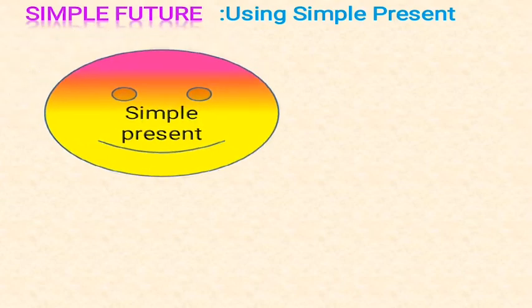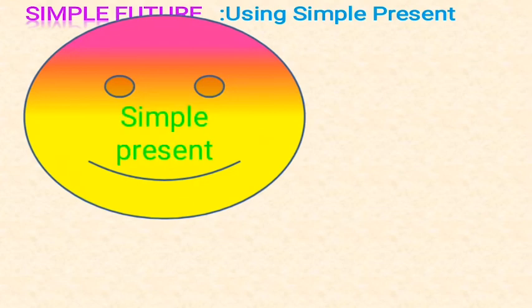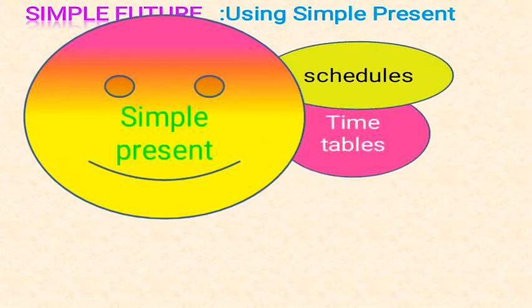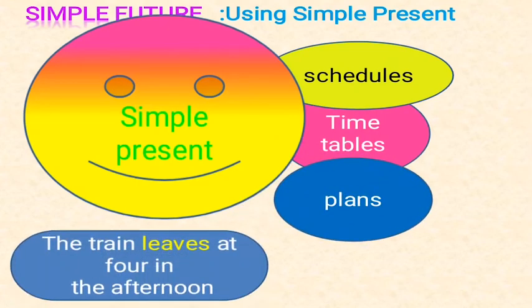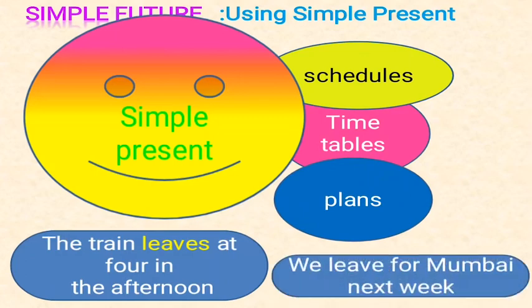Now, I have already told you that simple future can be expressed using simple present also. Is it not? So, how do you express simple future using simple present? That is the question now. We use it when we talk about schedules, timetables, and plans. Yes: the train leaves at 4 in the afternoon. We leave for Mumbai next week.